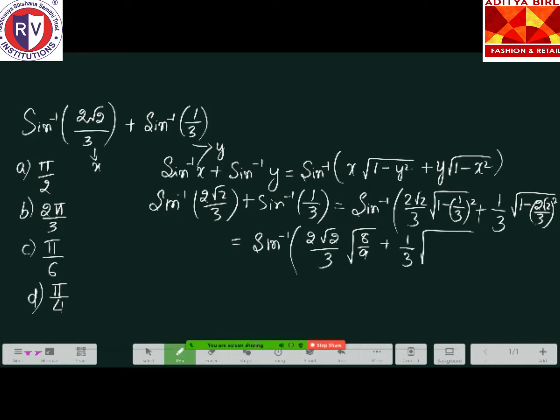So if we square this term, it will be 2 square will be 4 and root 2 whole square will be 2 divided by 3 square will be 9. That is 8 by 9. But within the root, it is 1 minus 8 by 9. So once again, it will simplify to 1 by 9, right?